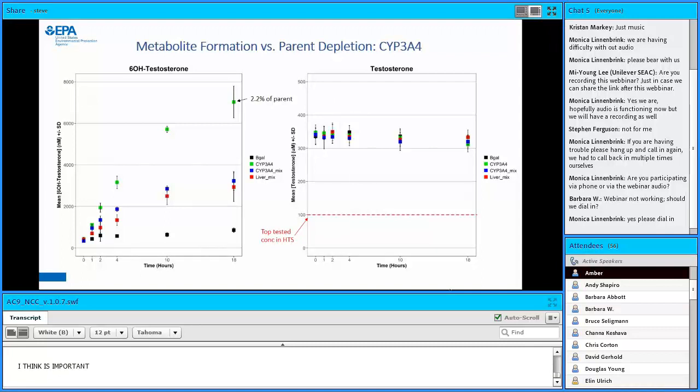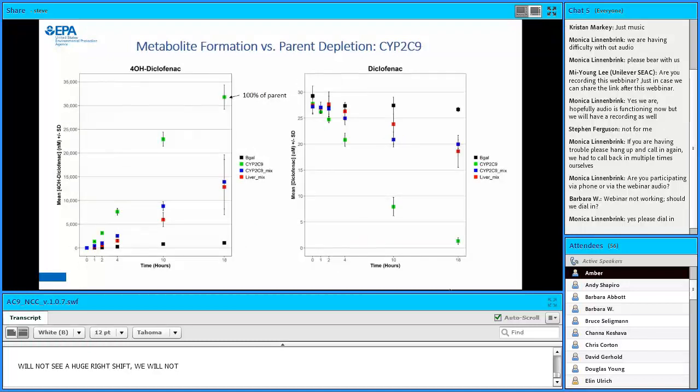But the bottom line is if we're testing, so here we're testing at the KM or a little above the KM. Actually, we're at 3 times the KM here with testosterone, and we're still only clearing about 2% of the parent. And so you can imagine if testosterone were a toxic compound, and we're only clearing 2% of it over time, we're not going to see a huge right shift. We're not going to see a huge detoxification.